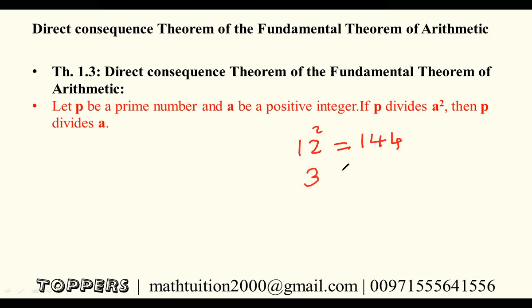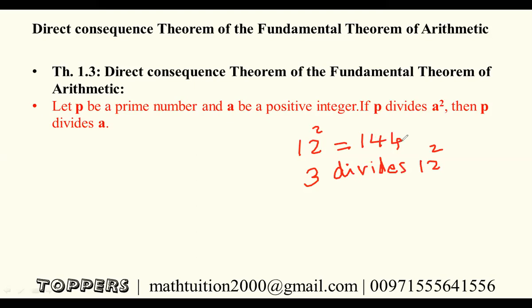So 3 divides 144 means 3 divides 12 square. What is the reason? Divisibility rule. If you have doubts on the divisibility rule, you can watch my divisibility rule video. So 3 divides 12 square. 12 square means 144. How will you check the divisibility?